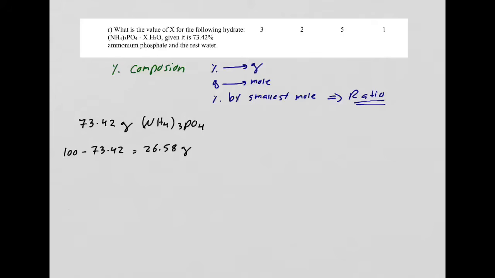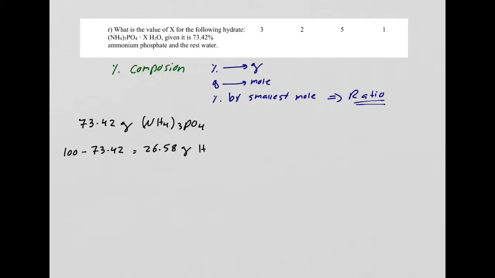So percentage to gram, but remember, it has to be out of 100. They have to add up to 100. So if you don't have one of the molecules, you can subtract from 100 and figure out the percentage and percentage to gram. So far so good. So the hydrate has a hydrate and has a water. This one right here, ammonium phosphate, is 73.42%. Subtract by 100, that gives me water.